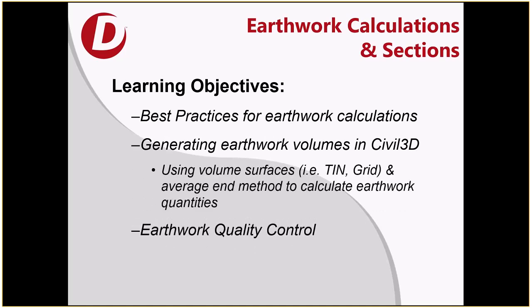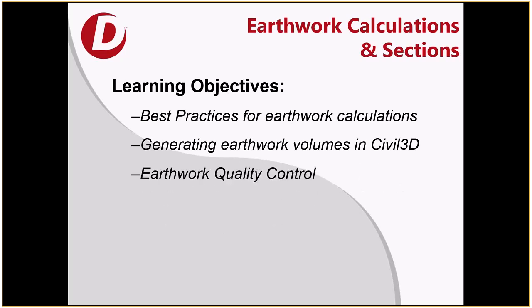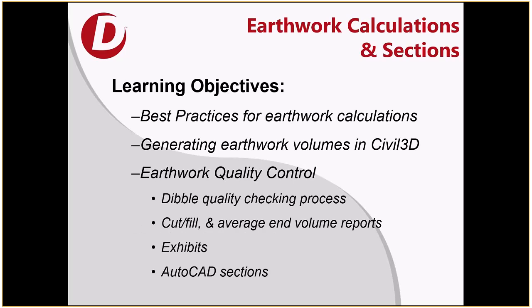So then after that, I will be showing us how to do 3 different surfaces, one being TIN, one being a grid, and the other being average end method to calculate the quantities, and then Ken will discuss the quality control. Yeah, we have a quality checking process that I think has been shared with you. It's a 1-page summary. We're going to go over kind of the cut and fill and volume reports, share some exhibits that will talk through how we have developed the best practices for actually doing the quality checks of earthwork, and go through some AutoCAD cross sections and how we use that in the checking process.